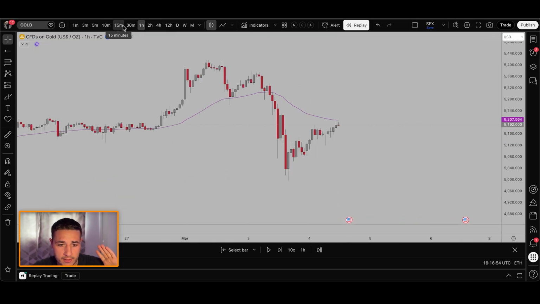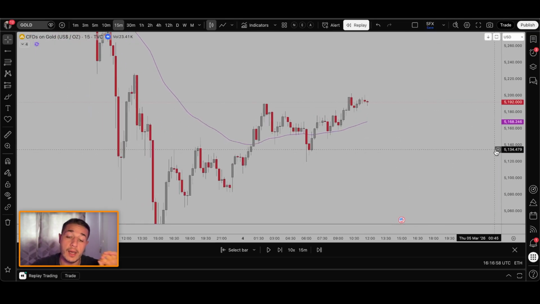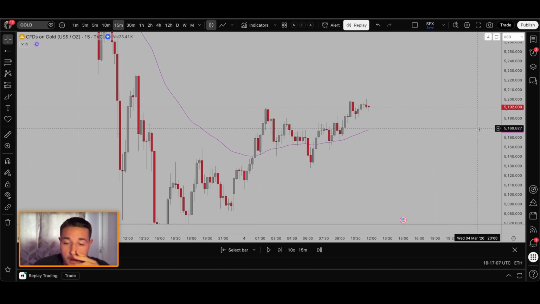If I scale back to the 15-minute time frame, I'm going to show you literally why it's a trade and how you can actually copy and paste this to the next trade idea that is going to get presented to you.